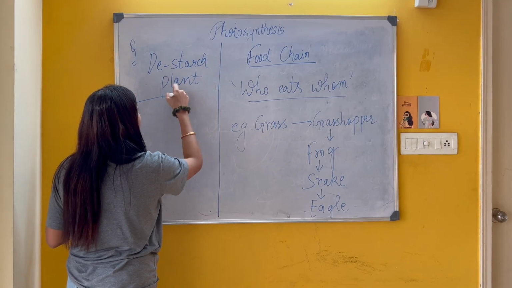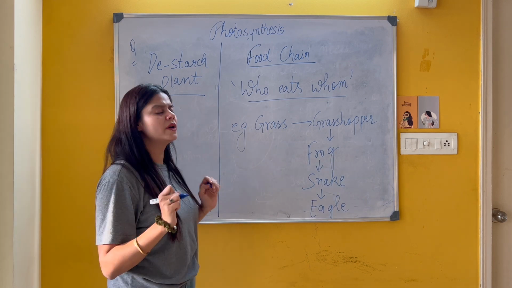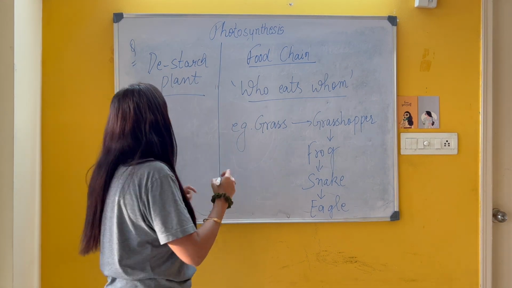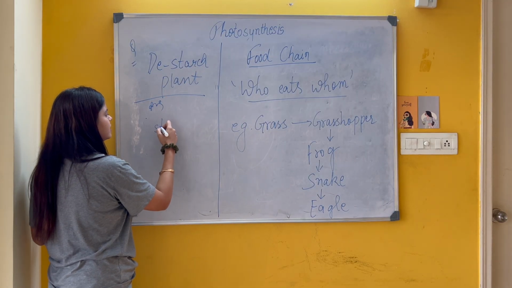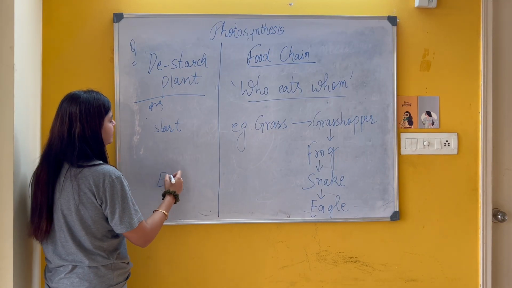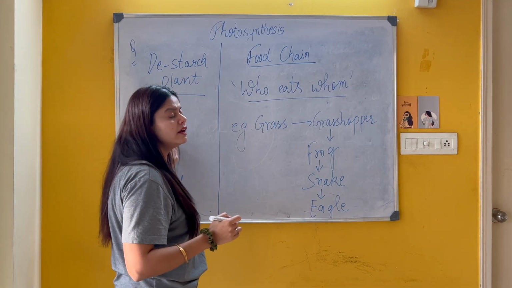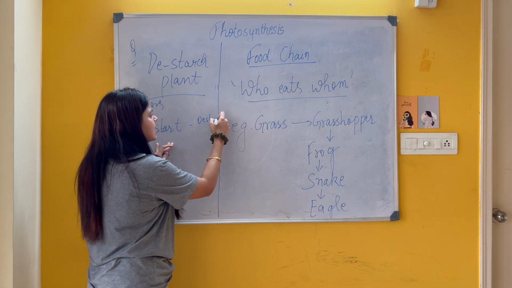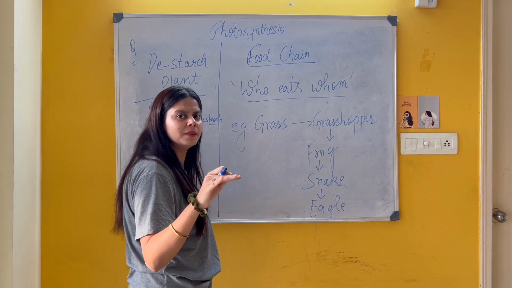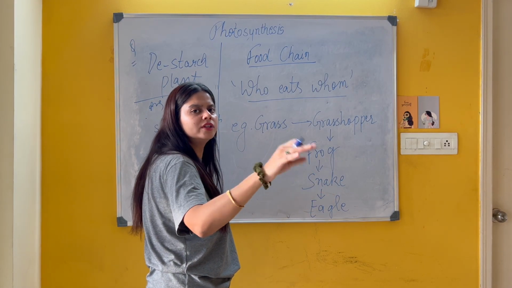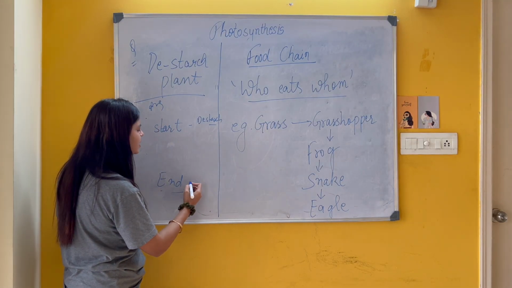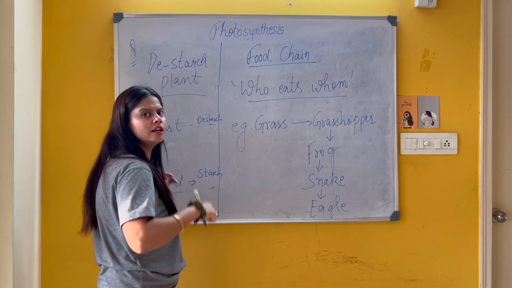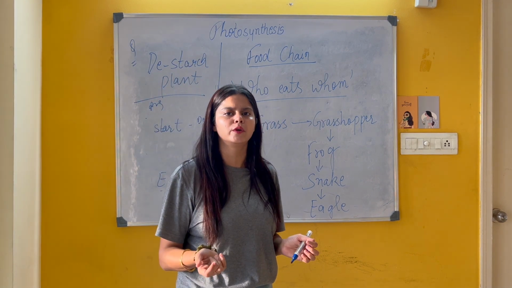Now my question is, why do you think in all the experiments of photosynthesis they have taken a destarched plant? See, what is the answer? Start of the experiment, end of the experiment. If you take a destarched plant at the start of the experiment, there is no starch in the plant at the start, then you keep the plant in sunlight for 2-3 hours. And after 2-3 hours, the plant shows the presence of starch. Then you can conclude that the plant has undergone the process of photosynthesis.